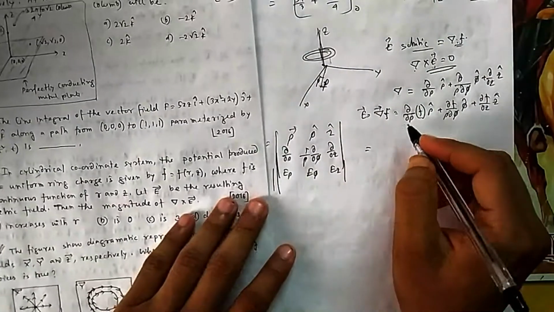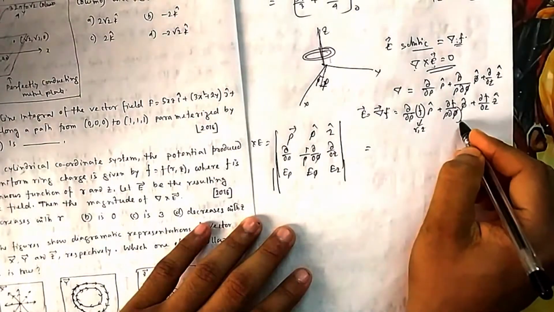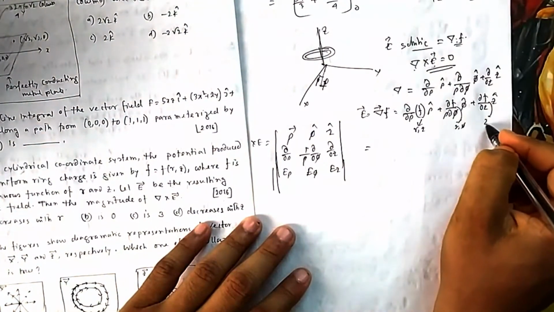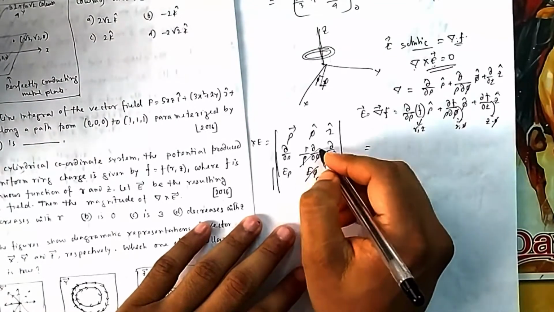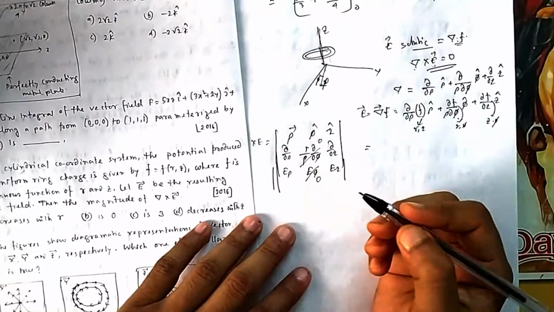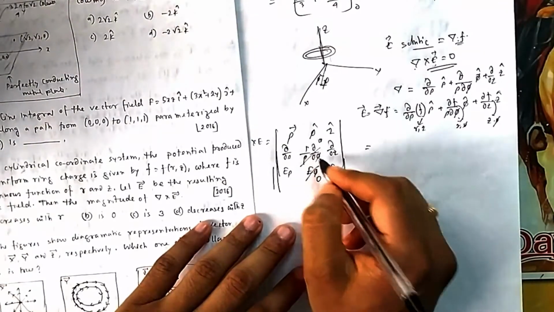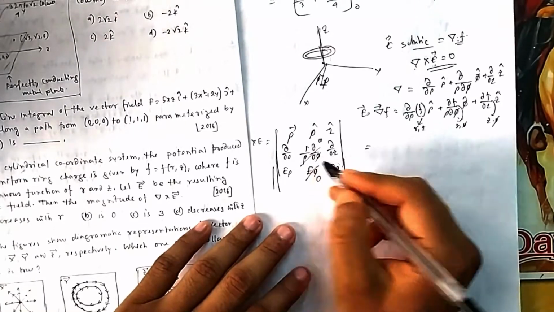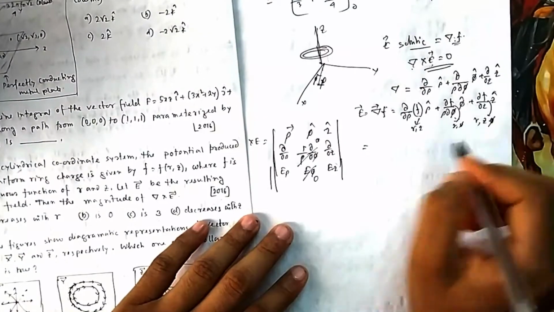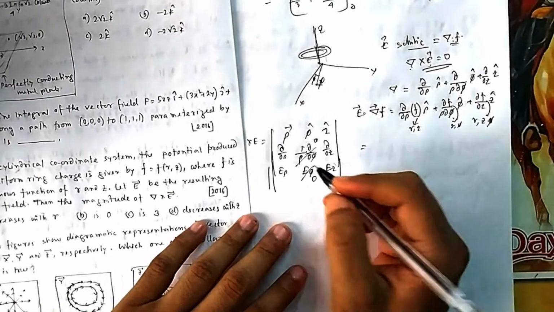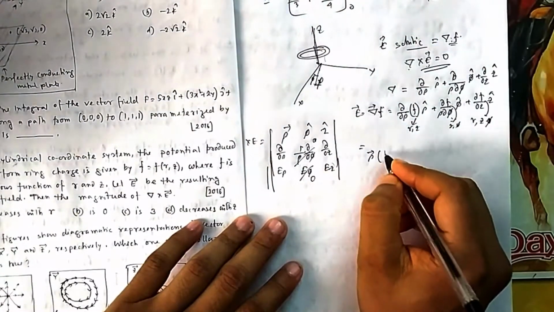Now because f is a function of r and z, if you differentiate it with respect to phi, it is 0. So this component is 0, and also this component will be 0, because if you differentiate with respect to phi, that will be 0, because there is no phi anywhere. So these two are 0, you can think of it this way, then you can put it there. So this is 0.